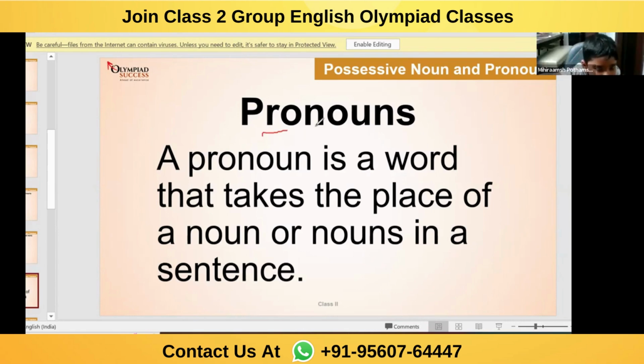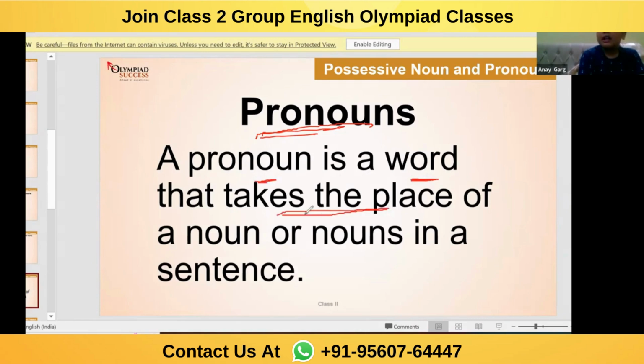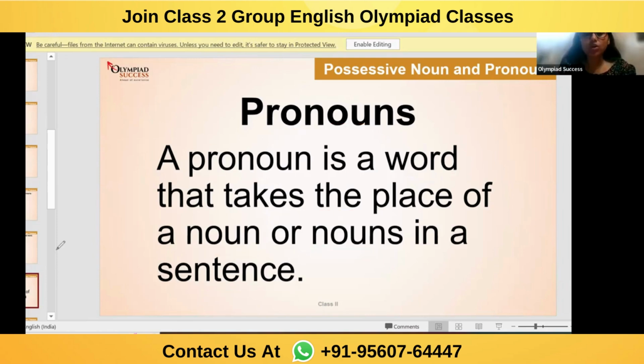Pronoun. A pronoun is a word that takes the place of a noun or nouns in a sentence. So basically, pronoun is a word that takes the place of noun or nouns in a sentence.